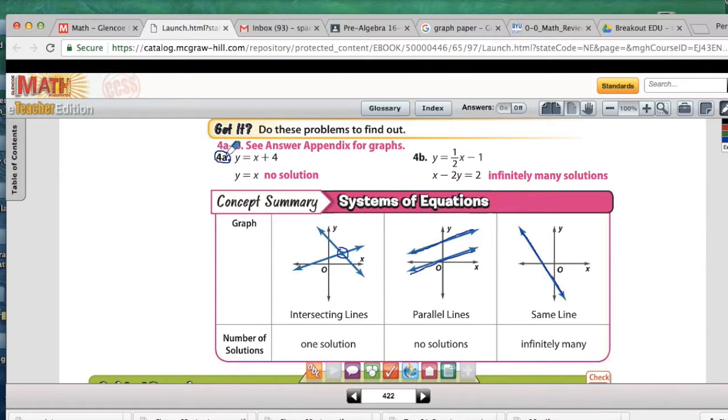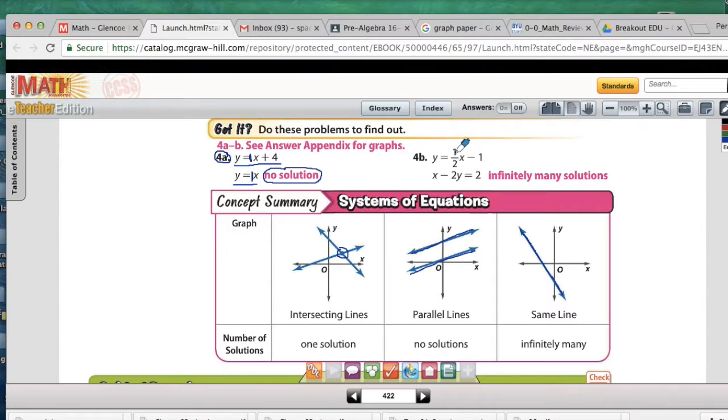So for 4a, y equals x plus 4 and y equals x. If you graph those, there's no solution. I'm going to give you a little hint here. When the slope is the same, and in this case the slope is the same, you're going to have parallel lines and there's going to be no solution.